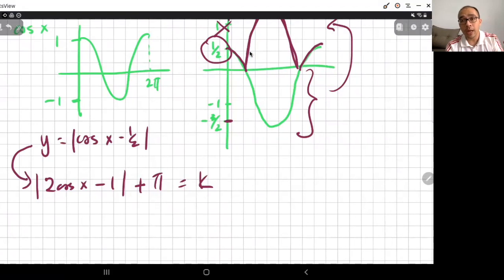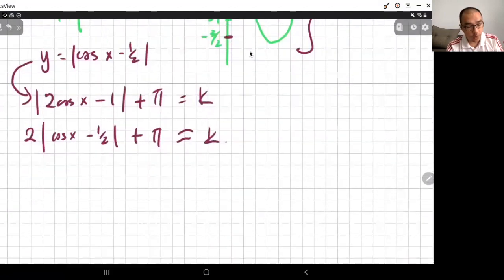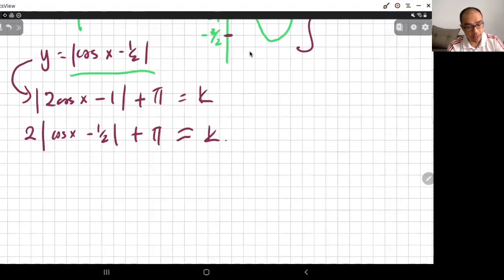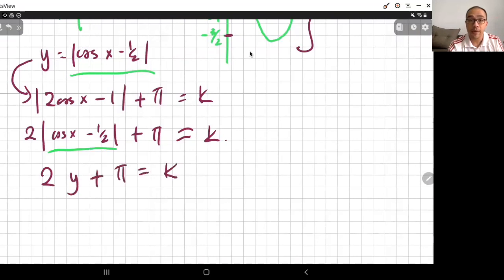The idea is don't let the modulus be a nuisance. You can actually factorize out the 2 in the modulus, which will give you 2 times |cos x minus half| plus pi equals k. That way, we can put our |cos x minus half| in here. I factorize out the 2, so the 1 will become a half, obviously. So I will get 2y plus pi equals k.